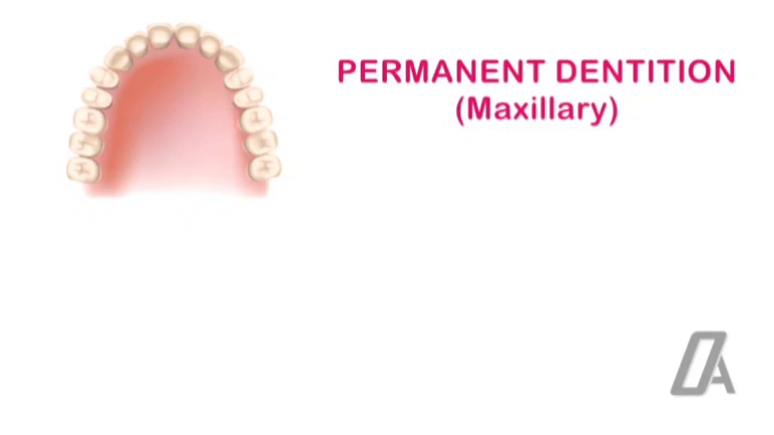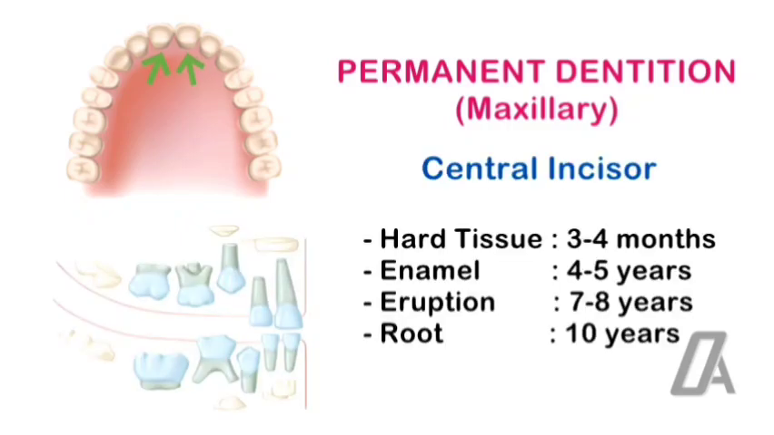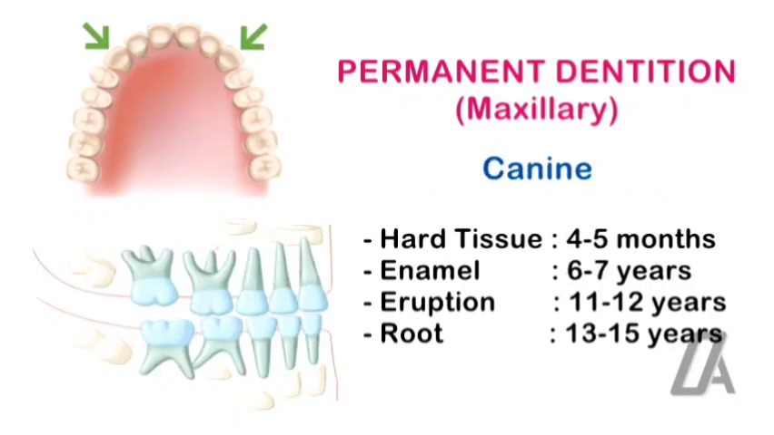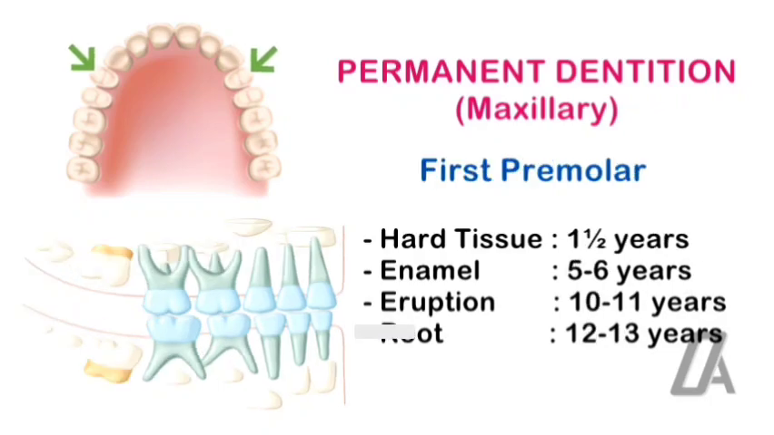Maxillary. Central incisor. Hard tissue forms at 3 to 4 months, enamel completes by 4 to 5 years, erupts at 7 to 8 years, and roots finish by 10 years. Lateral incisor. Formation starts at 10 to 12 months, enamel completes by 4 to 5 years, erupts at 8 to 9 years, and roots finish by 11 years. Cuspid. Starts at 4 to 5 months, enamel completes at 6 to 7 years, erupts at 11-12 years, and roots finish by 13-15 years. First premolar.